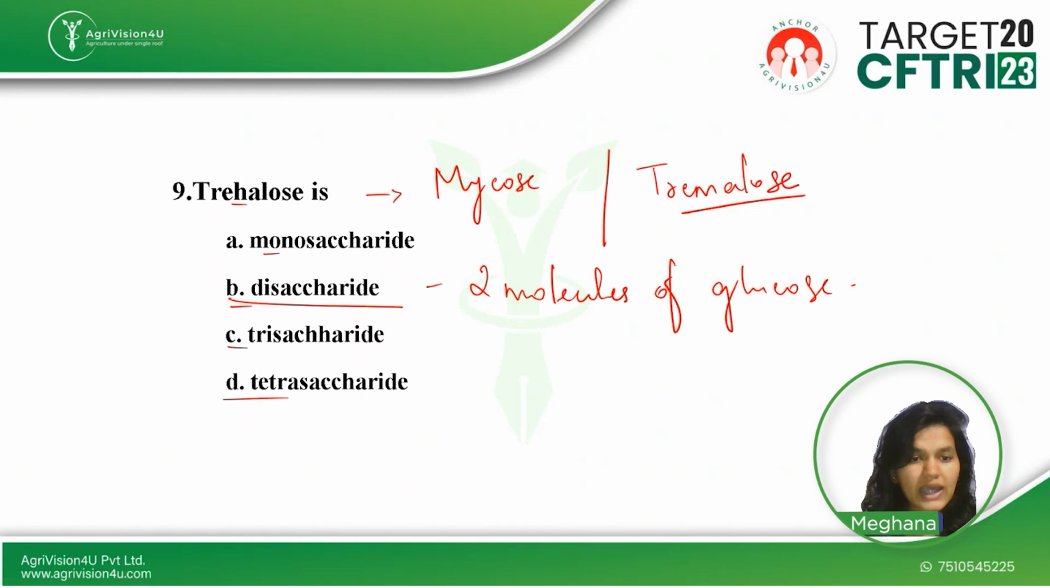animals. They synthesize this trehalose as a form of energy so they can survive freezing as well as water-deficient conditions. So this trehalose helps as a source of energy in freezing as well as water-deficient conditions.